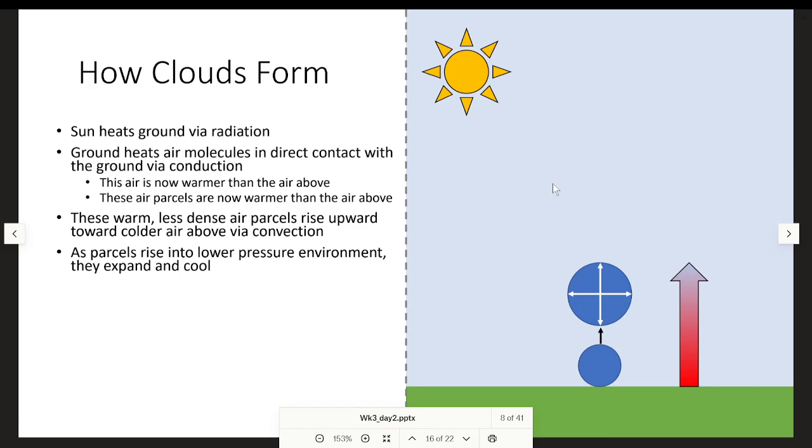Okay, so these warm, less dense air parcels, they're less dense because the stuff is moving faster inside of it, and they're expanding because they're warm. They want to rise, like warm air rises. So via convection, not conduction anymore, but convection, these parcels start rising upwards towards the colder air. They want to cool off to create an equilibrium, so they're going to rise.